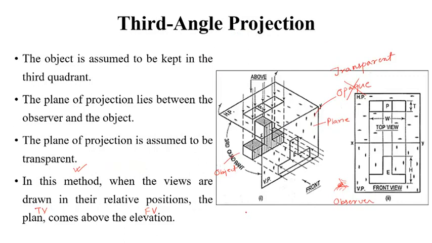So always remember that if we want to draw first angle projection, then you have to place the object in the first quadrant. And if you are to draw third angle projection, then we have to bring the object into the third quadrant. So these are the differences between the first angle and the third angle projection.